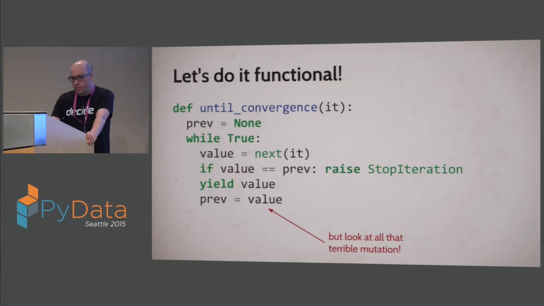So how would you run an iterable until convergence? One way to do it is just to remember the previous value. So previous is none, go into an infinite loop, pull the next value off the iterable, and if it equals the previous value, we want to stop, so you raise that stop iteration exception. Otherwise, you yield the value, and then you set previous back to the value. But again, as dogmatic functional programming zealots, we don't want to be reassigning value and reassigning previous all the time.